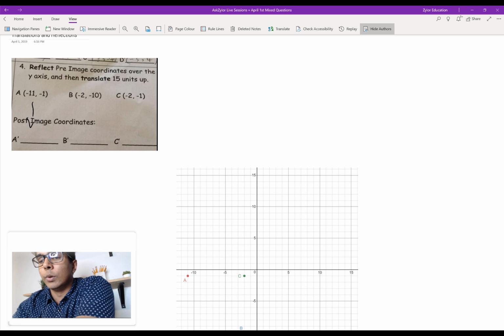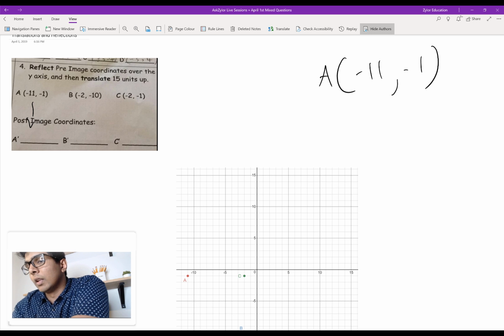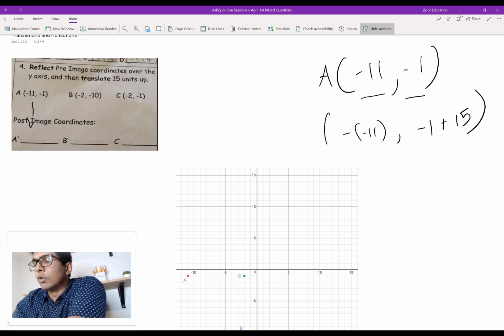So if we were to do it to the points, let's take A, which is -11 and -1. If we were to reflect it on the y-axis, that means we're changing the sign of the x values, and then we're translating it 15 units up. So we're adding 15 to my y value, so I'm making this positive, and then I'm saying -1 plus 15. So my transformed point is going to be 11 and 14.